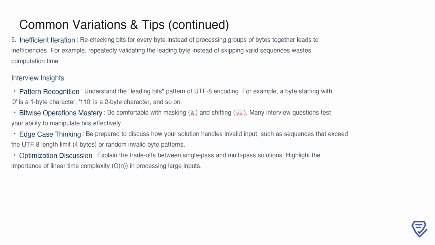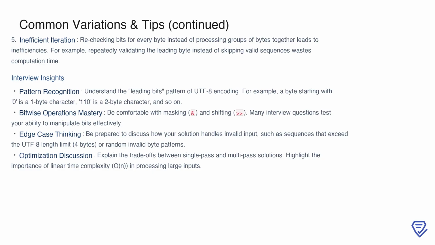Inefficient iteration is another common pitfall. If you're rechecking bits for every byte instead of processing groups of bytes together, you're wasting valuable computation time. For example, repeatedly validating the leading byte of a character instead of skipping over valid sequences can cause unnecessary slowdowns.